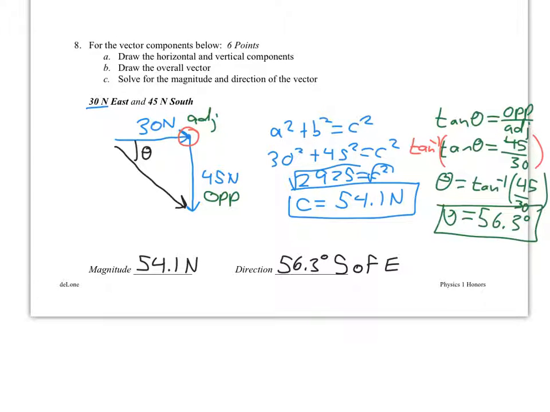If you had drawn your components differently, if you went down first, okay, and then you went east, and you drew your vector like that and found this angle here, that's perfectly okay. You just would have gotten an answer of 33.7 degrees, and then it would have been east of south instead. So that one's acceptable. You don't need to list both, but there is another possible answer for the direction.